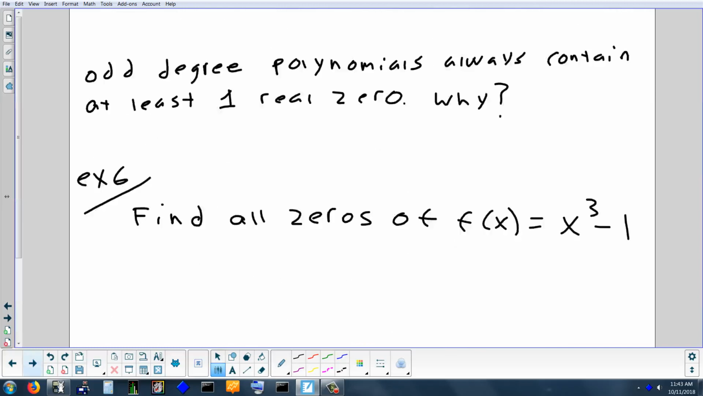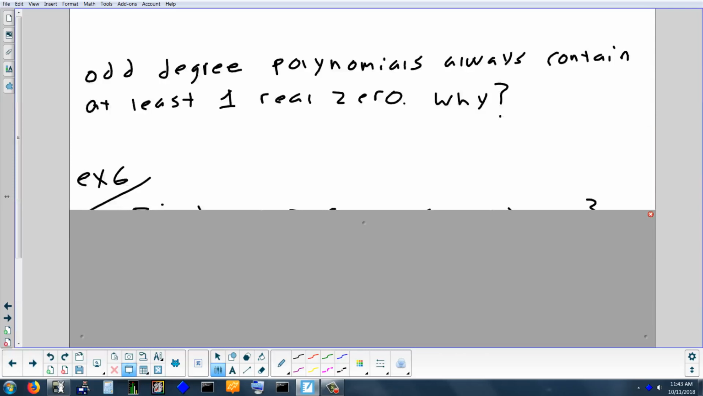Okay, so odd degree polynomials always have to have one real 0. That's the same as saying they always have to cross the x-axis at least once. Why? Why would an odd degree polynomial always cross the x-axis at least once? Okay, it always goes up and down. And what else about polynomials? What kind of functions are they?